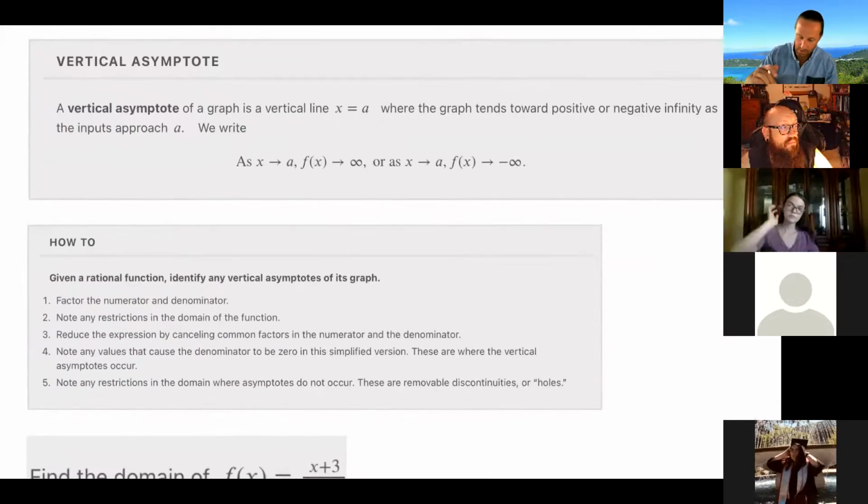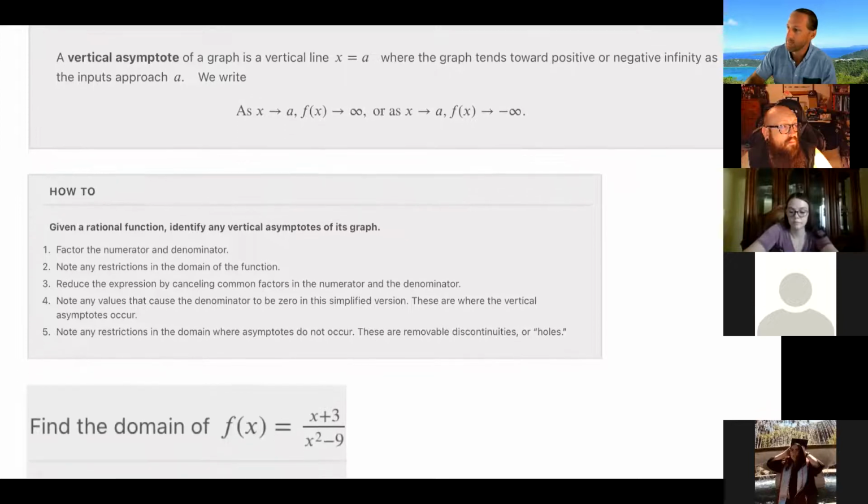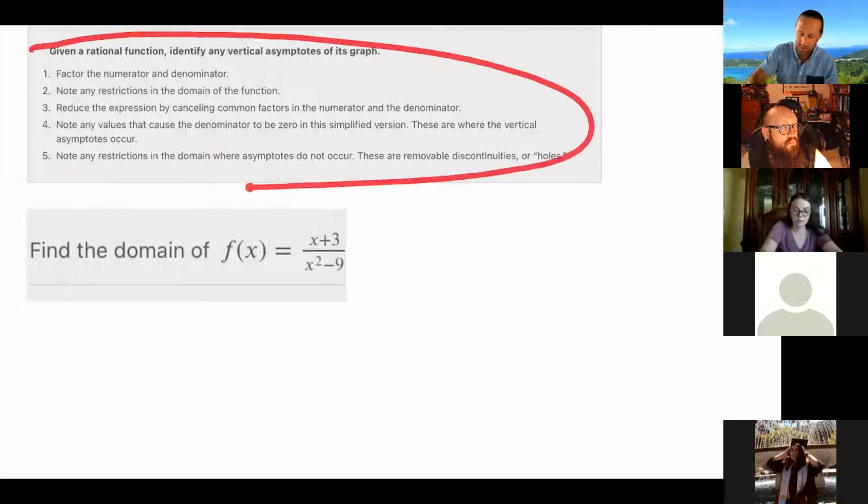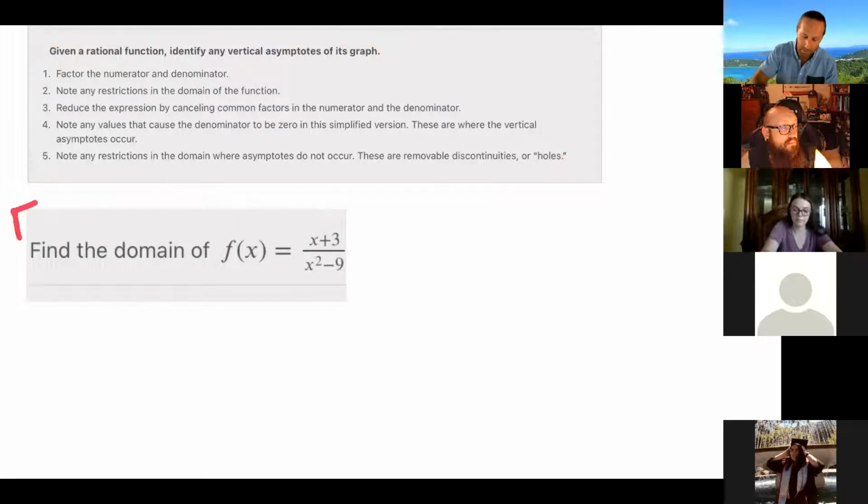Okay. So what are we trying to do here? If we're given a nasty old rational function, we want to identify the vertical asymptotes. And how are we going to do that? The same way we find the domain. So I'll leave this here in case anybody wants to write this down. Let's start with an example for finding the domain, and then we'll do an example to find the asymptotes. Because guess what? The process is the same. So you really got to know what they're asking you to find.